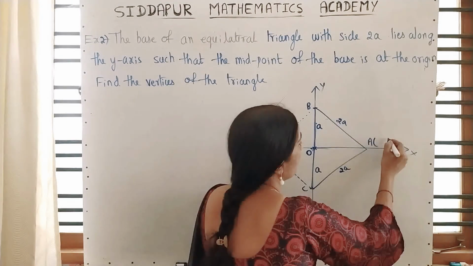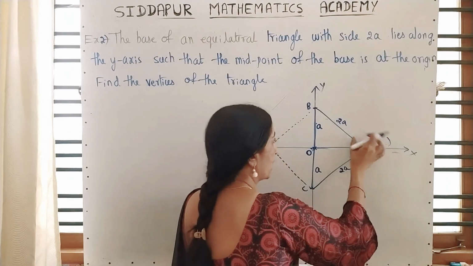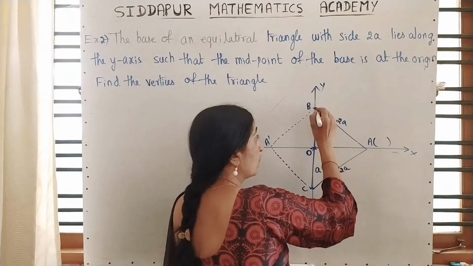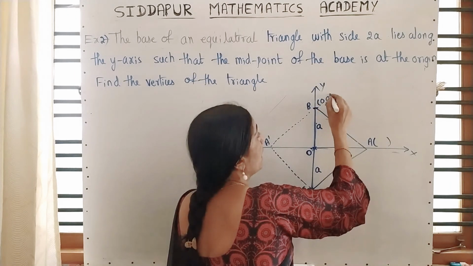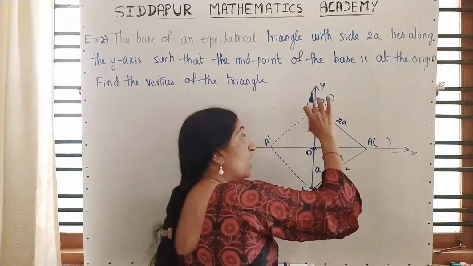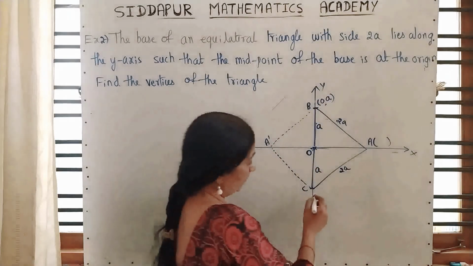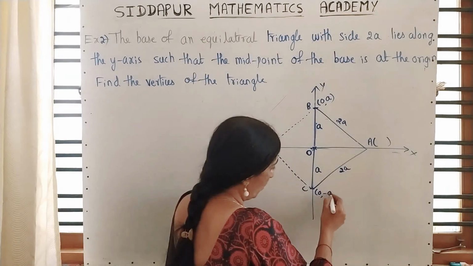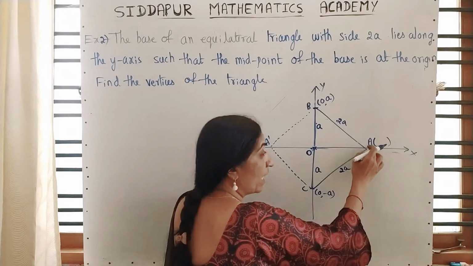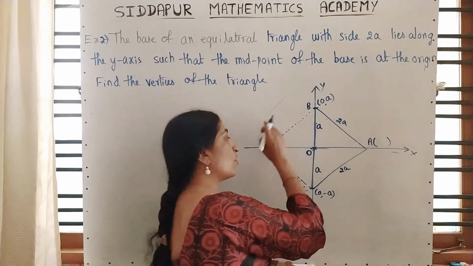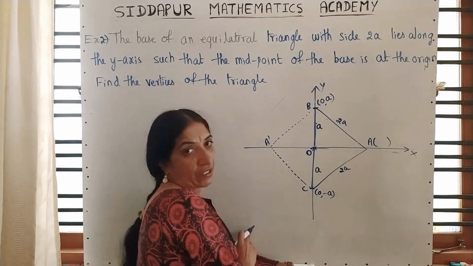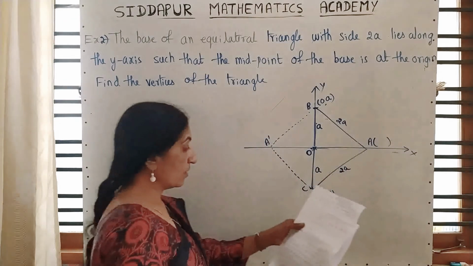We have to find the vertex A, whatever A we are getting. What is B then, tell me? The point is 0, a because this distance is a and it is on y-axis. This is 0, minus a. Next we have to find A and A dash. Whatever is A, depending on the quadrant, just write A dash. Understood? This is the figure.